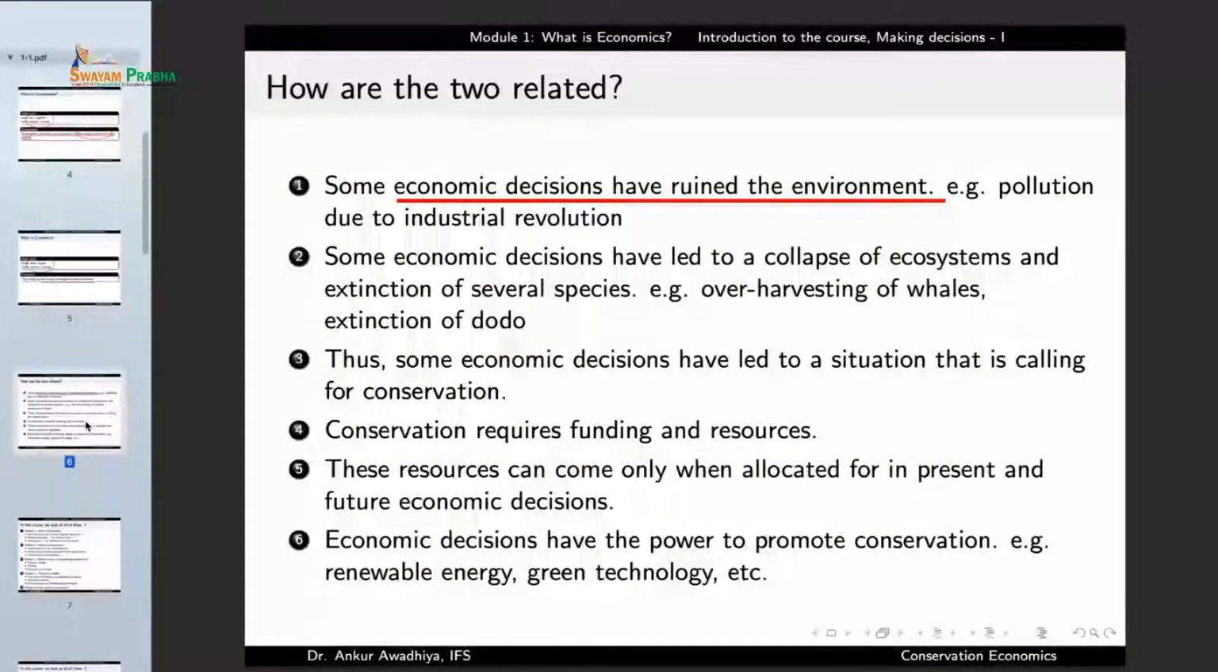Another thing is some economic decisions have led to a total collapse of the ecosystems, extinction of species, such as overharvesting of whales or extinction of the dodo. Now, the dodo was a bird that was extensively hunted for meat. This was a flightless bird, so it could not fly away to protect itself, with the consequence that people hunted it to such an extent that now not a single dodo remains on this planet. This is not just the story of the dodo. We are doing this every day with a large number of species in the name of economic development. So, in one of the lectures, we shall explore what is the level of this loss that is happening.